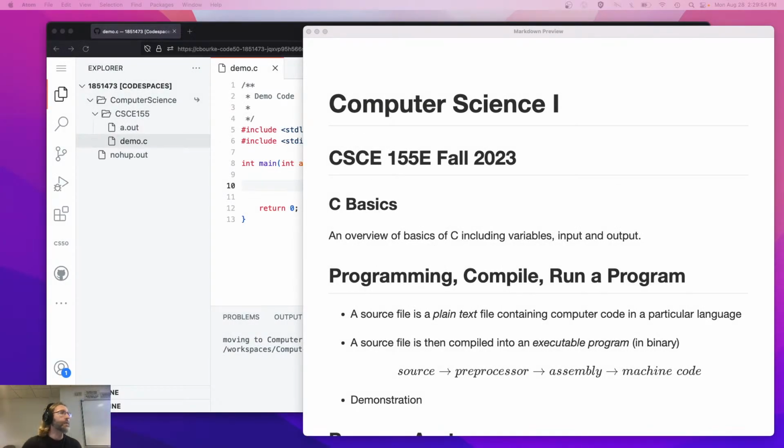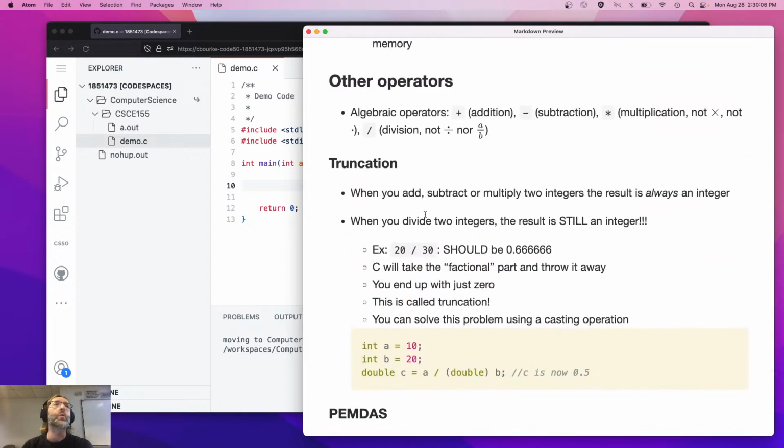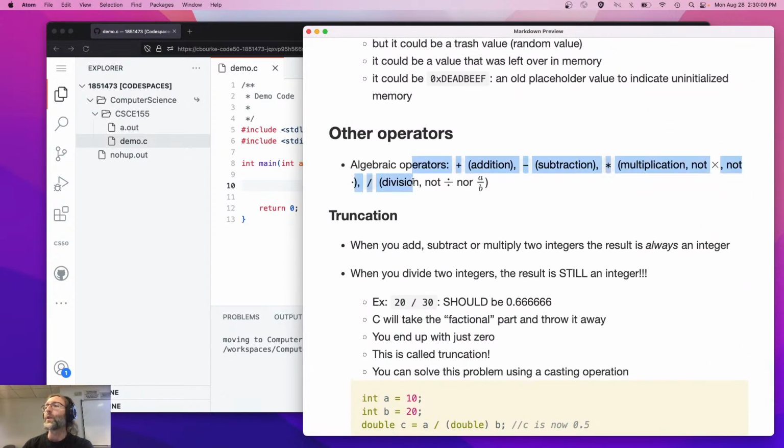Okay, so to continue from last week, we were working on the basics of a basic input-output program, and then we went on to variables, and now we're on operators. Just to remind ourselves what we were working on, there are various algebraic operators for addition, subtraction, multiplication, and division.